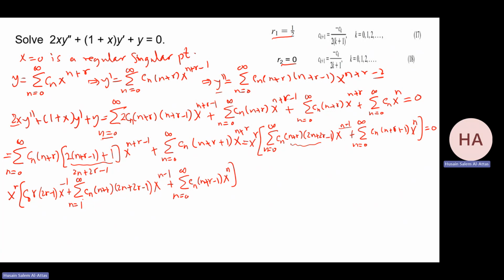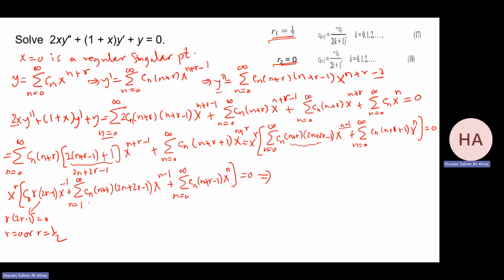Now from here, I get what's called the indicial equation. Since c0 is arbitrary, I have r(2r minus 1) equals 0. This is my indicial equation. So I have r equals 0 or r equals half. Do it the way you like. Now I will continue. This is equal to 0.